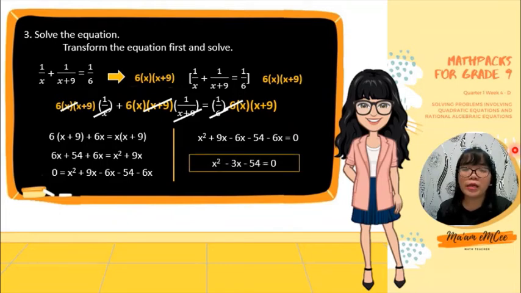Then we combine like terms. Our like terms are 9x, negative 6x, and negative 6x. 9x is positive, 6x is negative. So 9x minus 6x is positive 3x. Minus 6x. So the 6 is bigger, meaning our final answer will be negative. And 6 minus 3 is equal to 3. That is why we have here negative 3x. And then we copy x squared. Then we copy as well negative 54. And that would be equal to 0. This is now our quadratic equation in standard form. x squared minus 3x minus 54 equals 0.